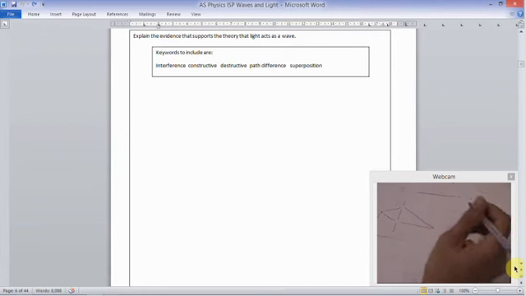So if it's 2 pi radians, that's 360 degrees. That is a complete cycle out. If it's a complete cycle out, or an integer number of complete cycles out, you're fine. That will mean you end up with constructive interference.